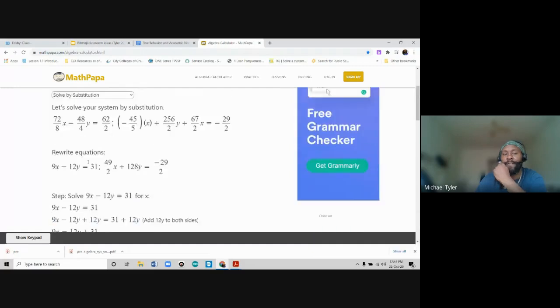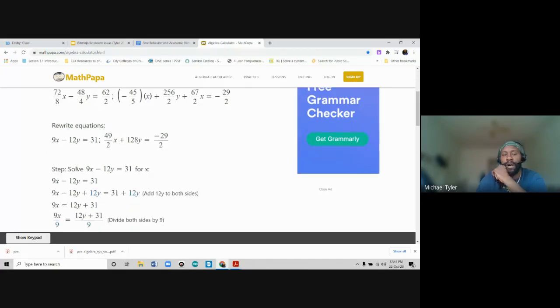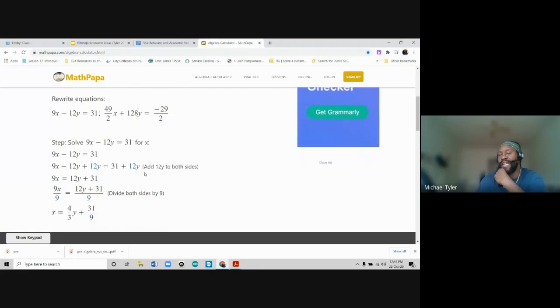So the first one is reduction. They rewrite the equations. This is the first one, right? And then this is the other equation. Then they start solving the first equation in terms of X.